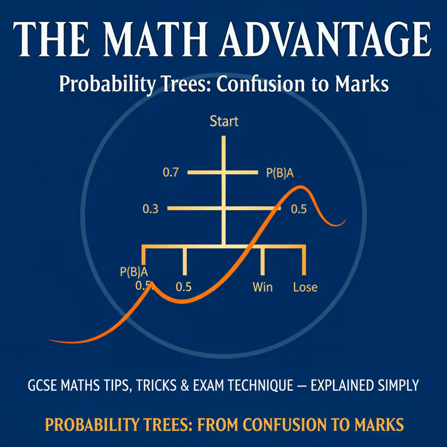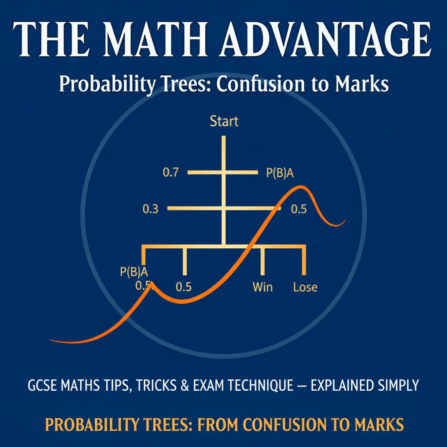First rule. Label your first set of branches with the probabilities you're given. Here, 0.6 for red, 0.4 for blue. Write them clearly above the branches. Next, ask, does the second event depend on the first? If there is no replacement, it does. The probabilities change. If there is replacement, the probabilities stay the same.